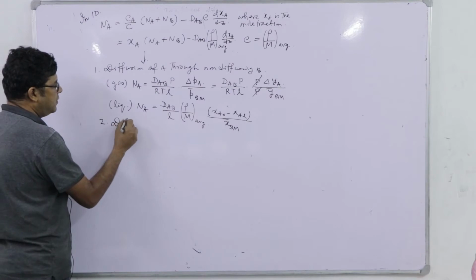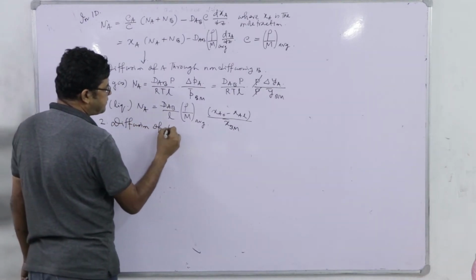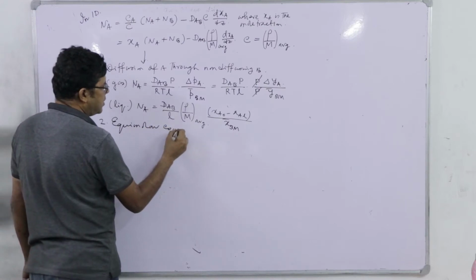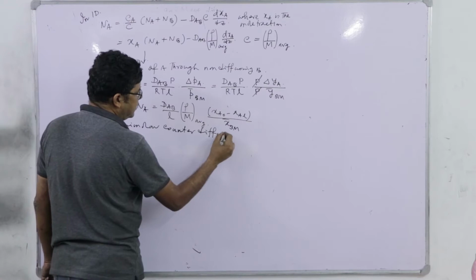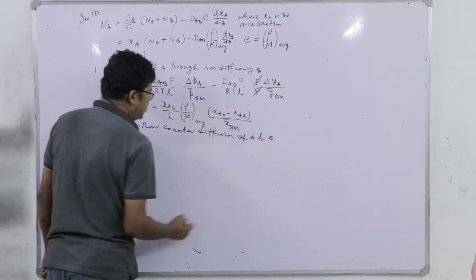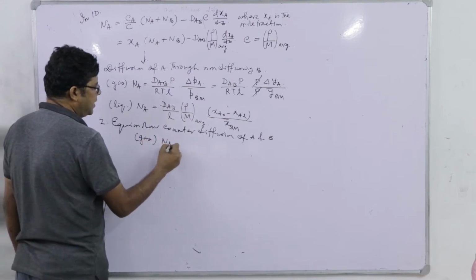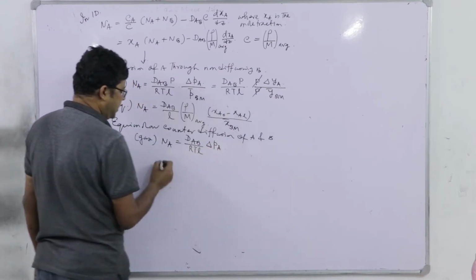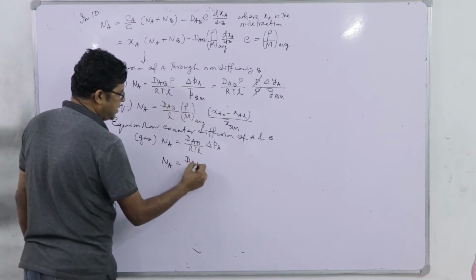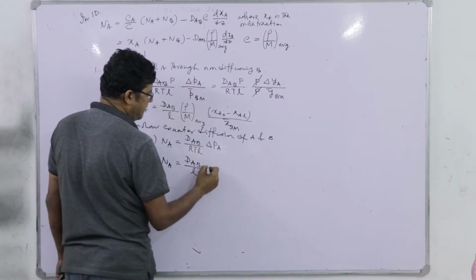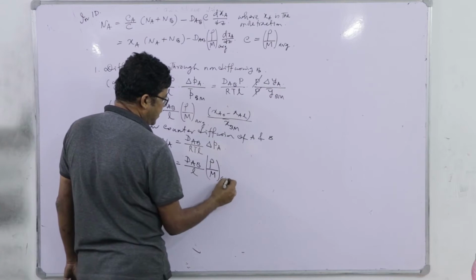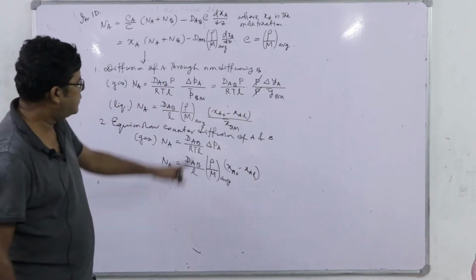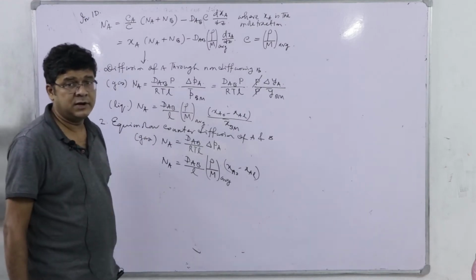And second is equimolar counter diffusion of A and B. For gas, it was Na equal to Dab by RTL into delta Pa. So, for liquid, it will be simply Dab by L into rho by M average into (Xa0 minus XaL), correct. So, that is the expression for these liquid molar fluxes.